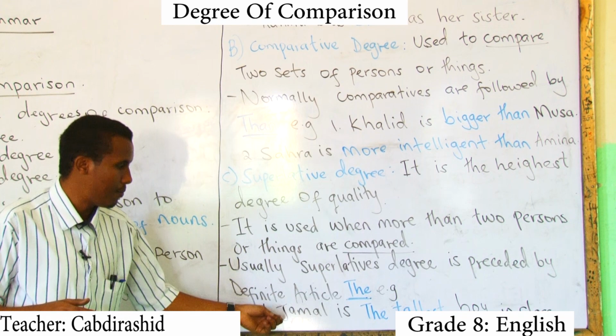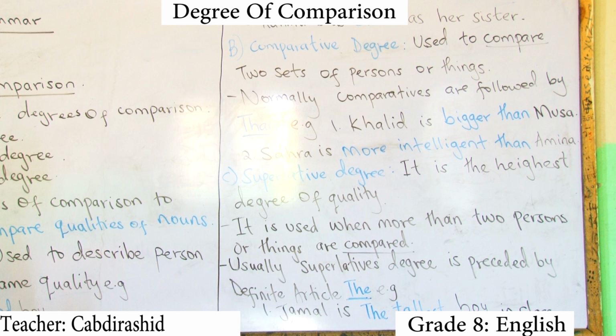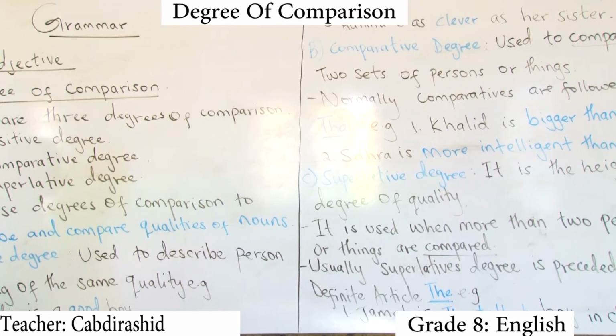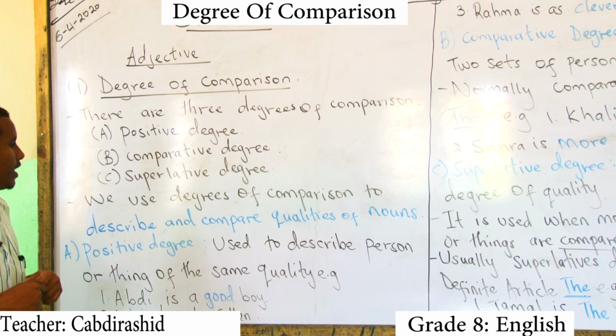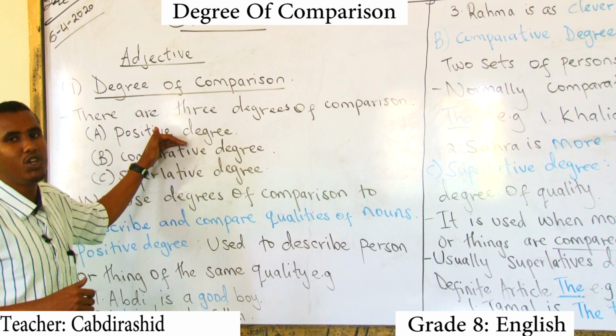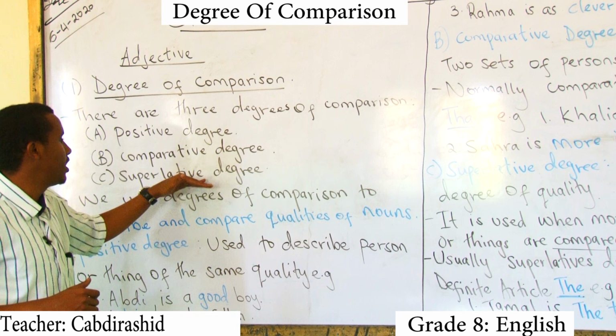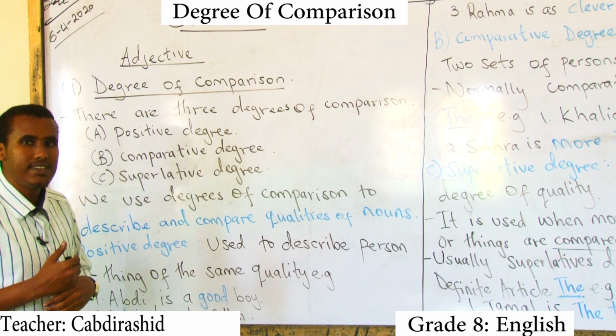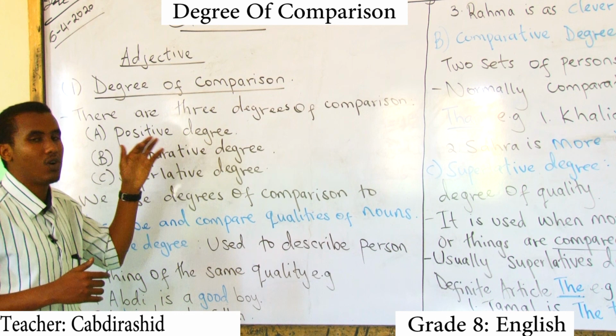Okay, to sum it up, we are going to do some oral questions. I'm going to ask you some questions and you're going to answer me back. If I say this sentence, for example, Ahmed is a clever student. Which degree do you think it is? Is it going to be positive degree, comparative degree, or superlative degree? Look, I said Ahmed is a clever student. That means it's positive degree, because we don't have any other person we are comparing to Ahmed.